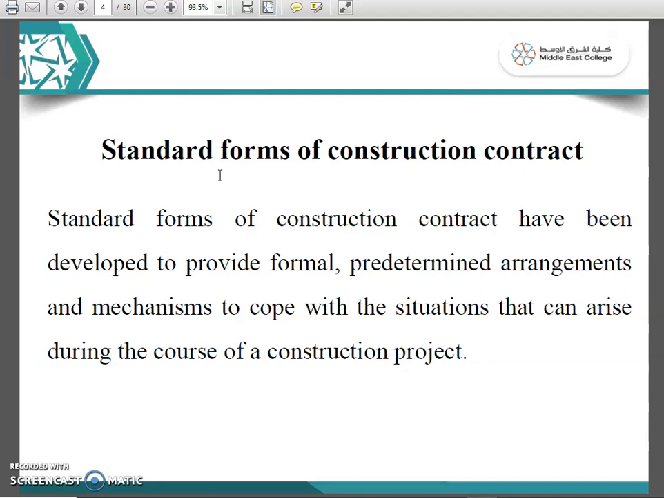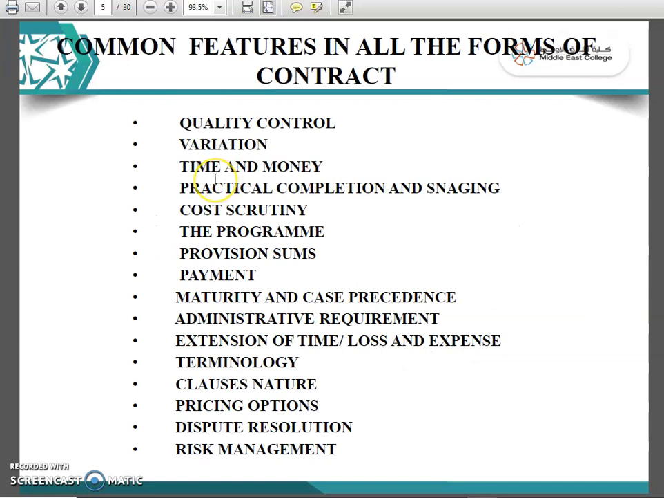Standard forms of construction contract is developed to provide formal, predetermined arrangements and mechanisms to cope with the situations that can arise during the course of a construction project. So this is a basic definition. You can see here, these are the general common features which are available in any type of standard form of a contract.